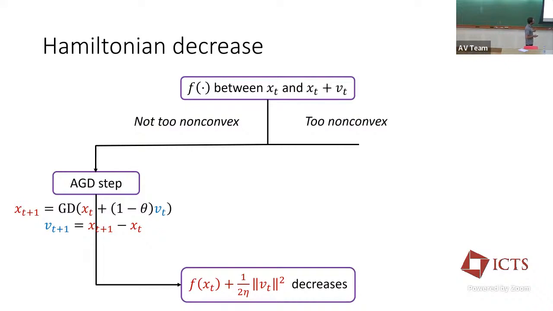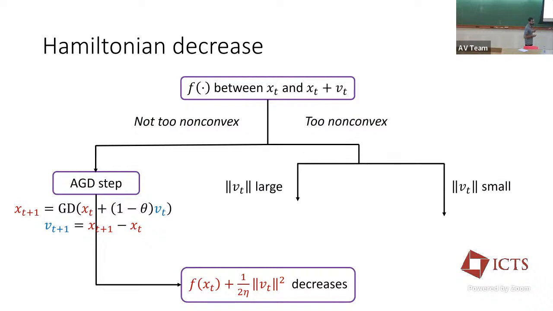Okay. If it is too non-convex, then there are two situations. One is that the norm of vt is large, or the norm of vt is small. If the norm of vt is large, we just set it equal to 0. And then this naturally decreases, because earlier vt was something very large and now vt is being set to 0. So this automatically decreases this quantity, and then we are again in this situation. We go to the next iteration.